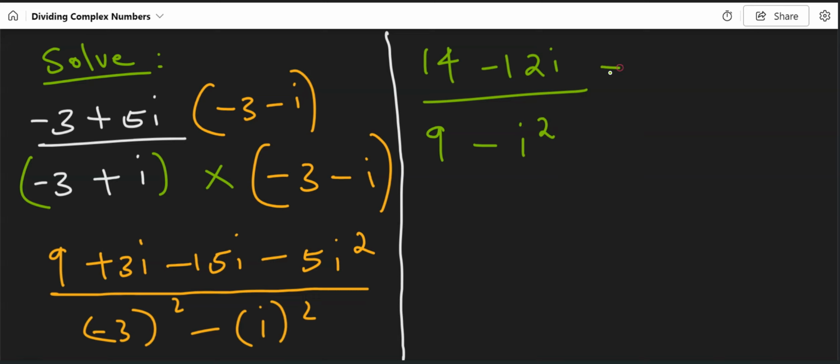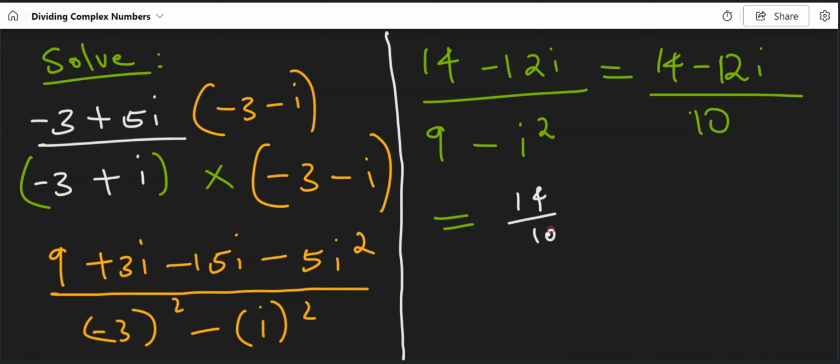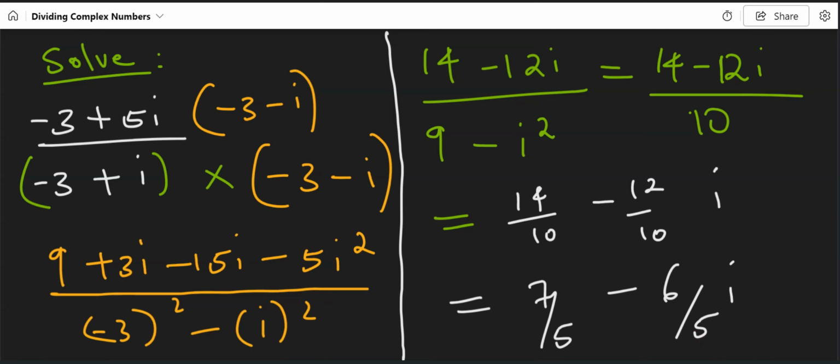But this is equal to 14 minus 12i divided by 9 plus 1, that is 10. The final answer therefore becomes 14 over 10 minus 12 over 10i, which gives us 7 over 5 minus 6 over 5i. And this, ladies and gentlemen, is our final answer. So this is how you do division of complex numbers.